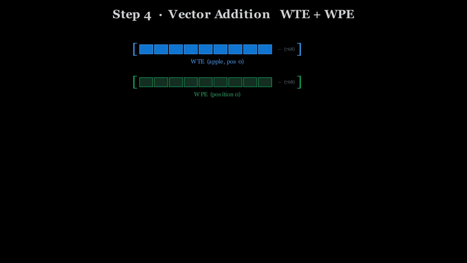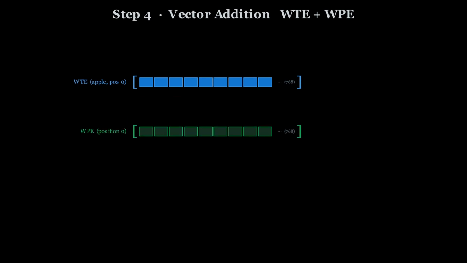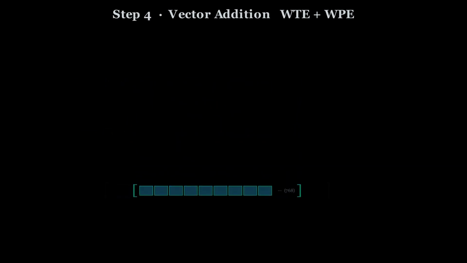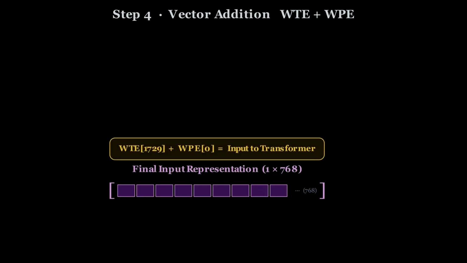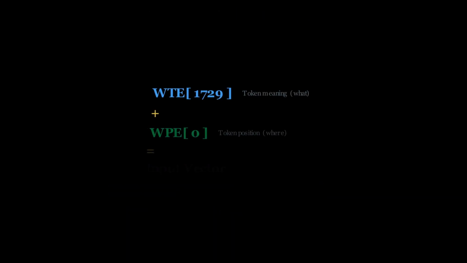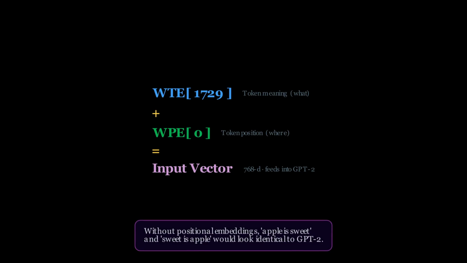The next step is simple. We add this positional embedding to the word embedding of apple. This addition combines both pieces of information, what the word means and where it appears in the sentence. This final combined vector is what we pass into the model, and that's how positional embeddings work. By using sine and cosine patterns and adding them to word embeddings, we give the model a sense of order in language.